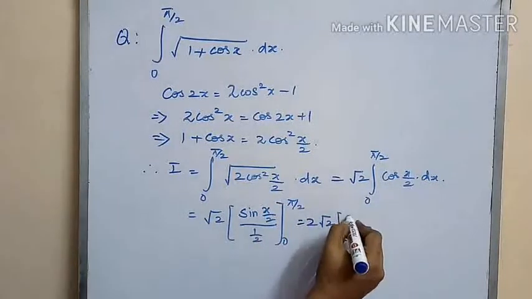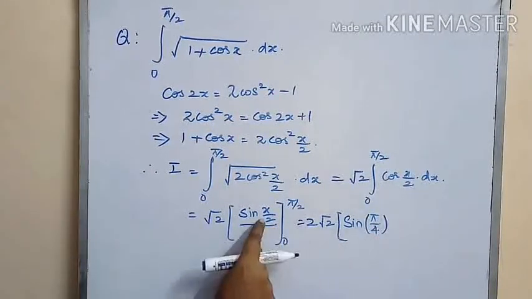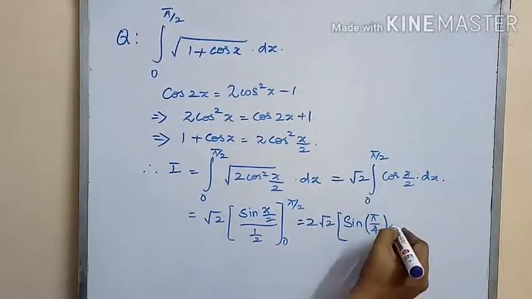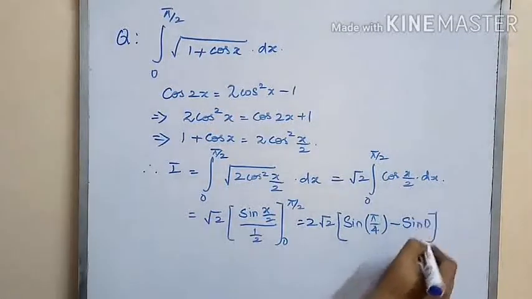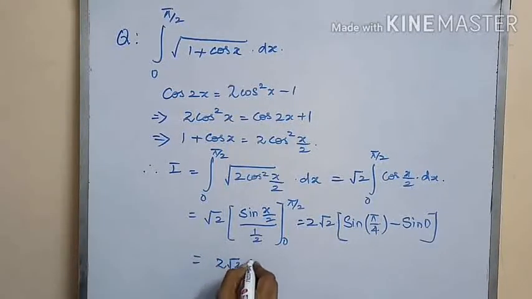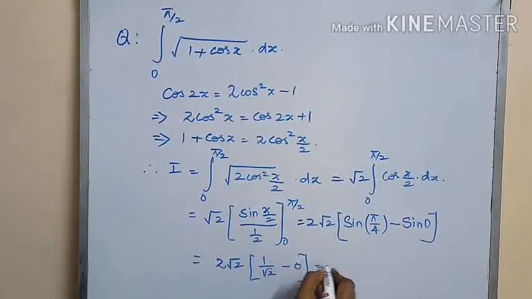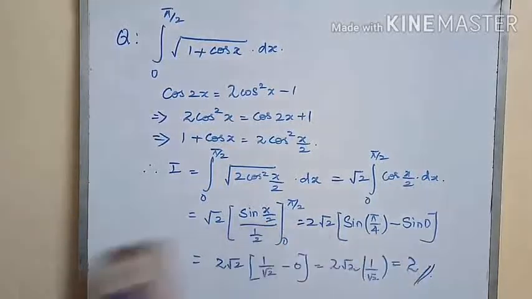So next step we get 2 root 2 into sine of, in place of x, the upper limit is pi by 2, so we get pi by 2 into 1 by 2, which is pi by 4, minus sine 0. The lower limit is 0. Value of sine pi by 4 is 1 by root 2, minus sine 0 is 0. So we get 2 root 2 into 1 by root 2, which is 2. That's the answer.